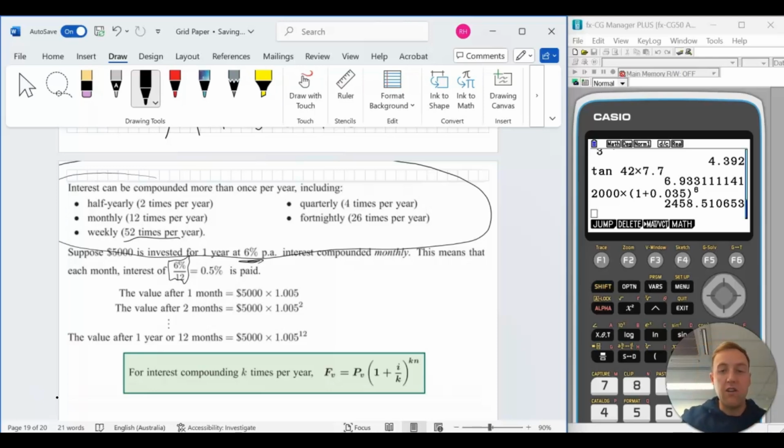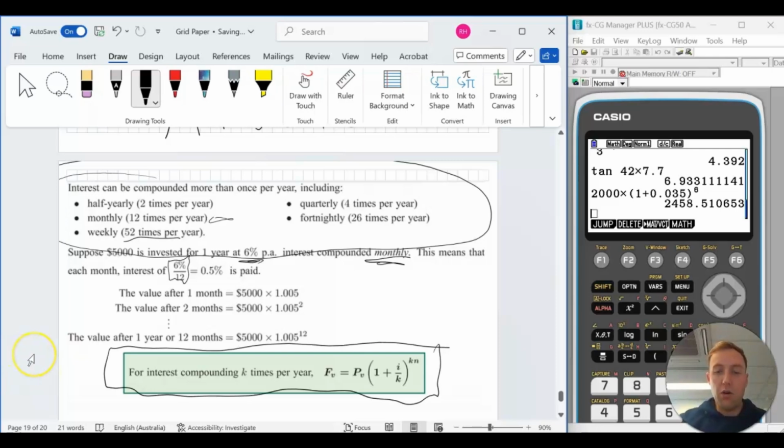So in this question here, we've got monthly. So we know that there are 12 compounding periods in a year, because it's monthly. What we do is we then divide that percentage by our compounding periods. We've got this formula here which helps us show it. So all that we change is the I and the K and the N.